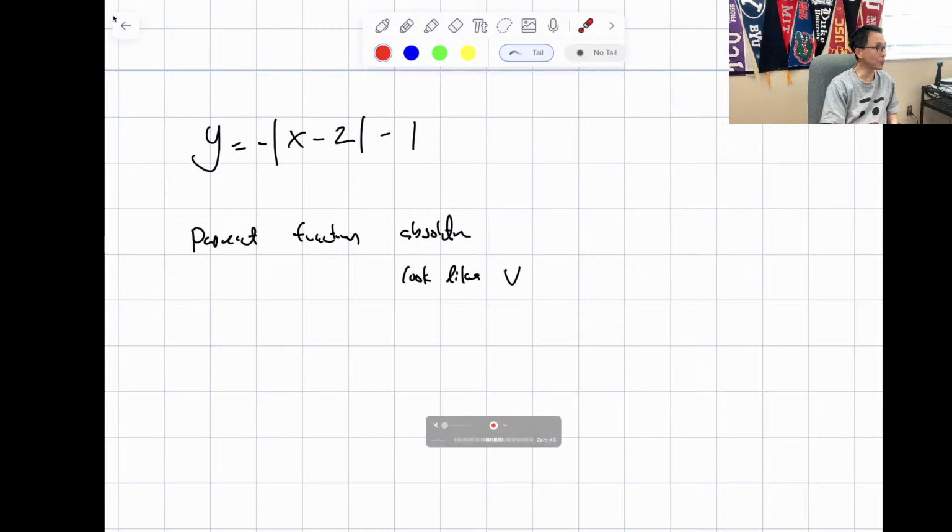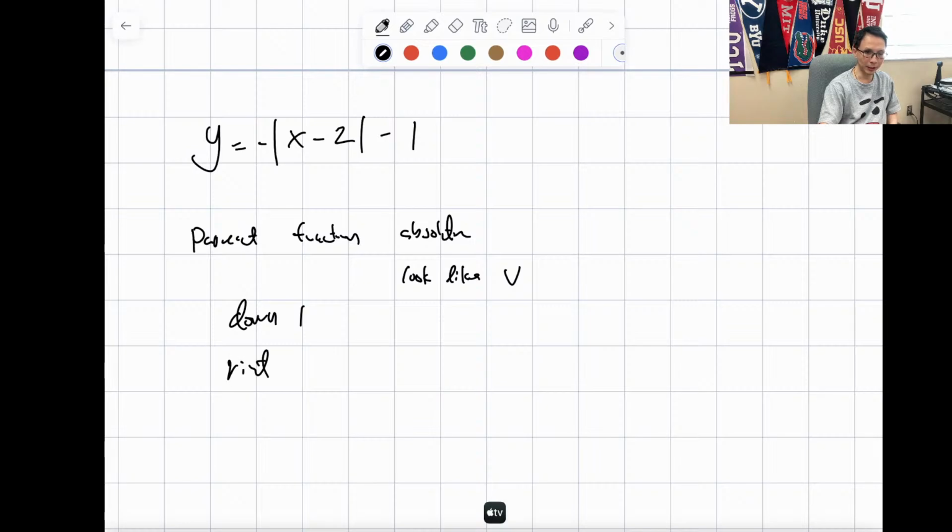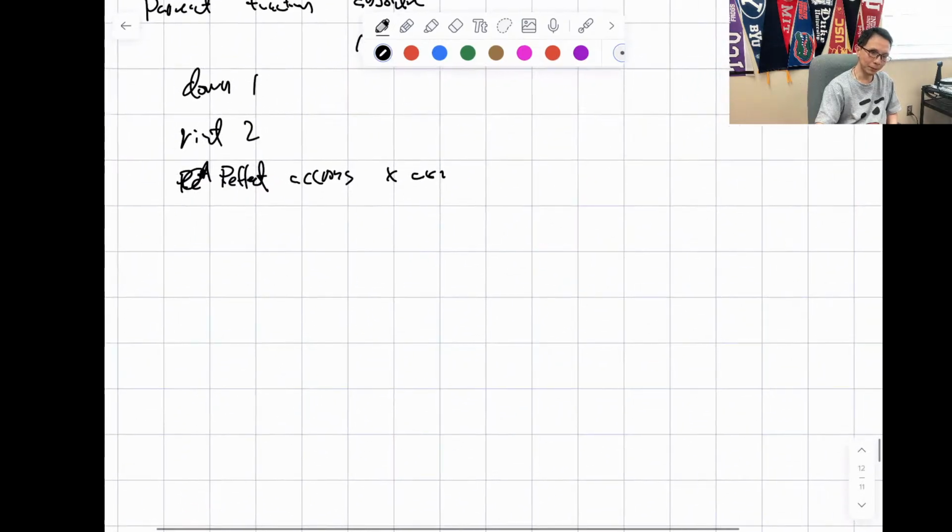So it looks like a V shape, right? Now it's moved down 1, so write down 1. The vertex is down 1. What else? Left or right? Right 2. Good job. That's from the last test, right? Inside the parenthesis. What does the minus sign in the front do? Reflect across what? The x-axis. Good job. So you guys already know how to do this. Across the x-axis.